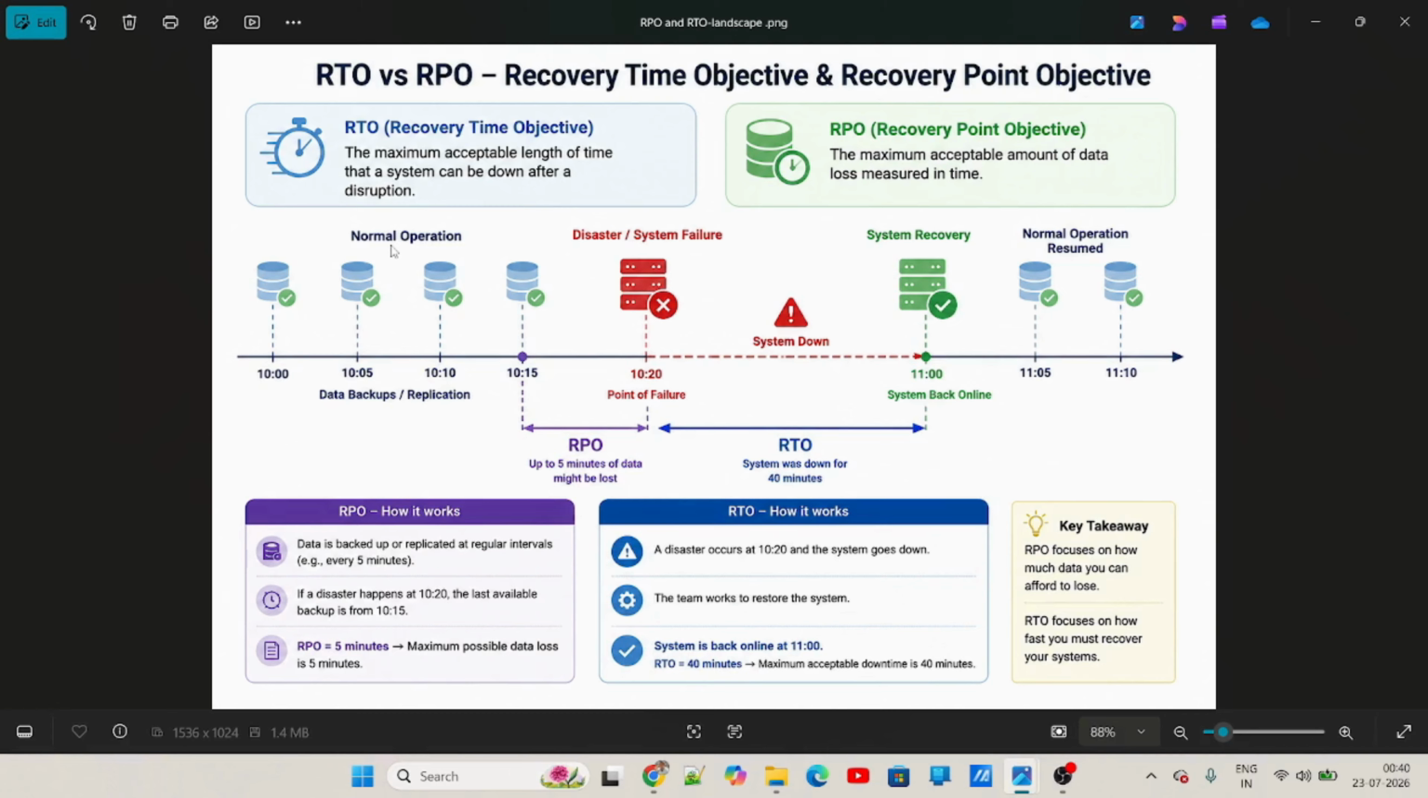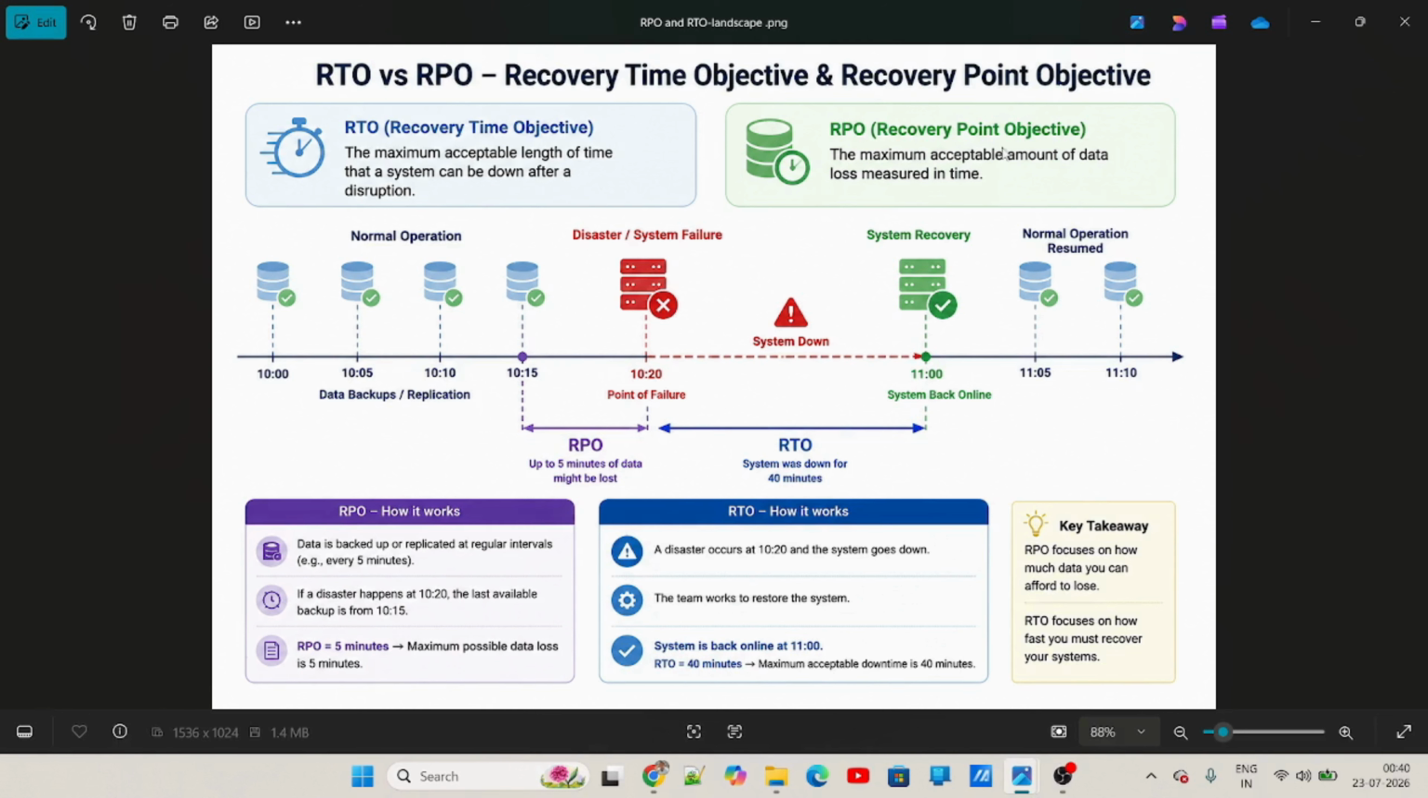RTO is basically recovery time objective, the amount of time it takes for the system to come back up after the disruption. Suppose your system goes down at some point in time, say around 10:20, and the restoration time to bring up the system is 40 minutes. So it will be up by 11. So that's your RTO, the recovery time. The amount of time it took to bring up the system is the recovery time.